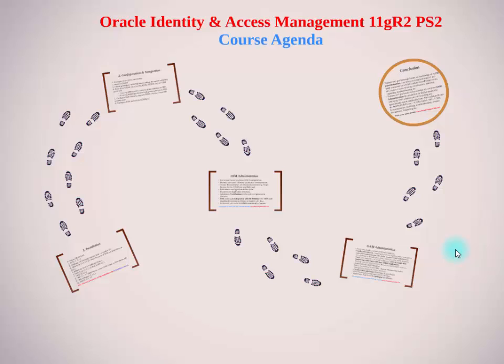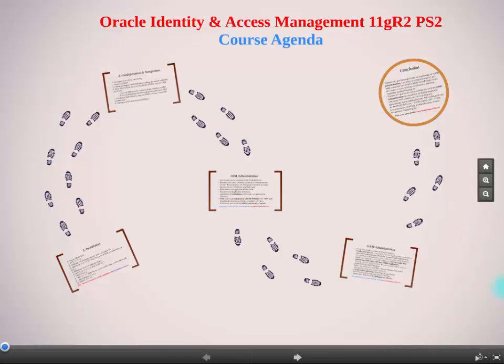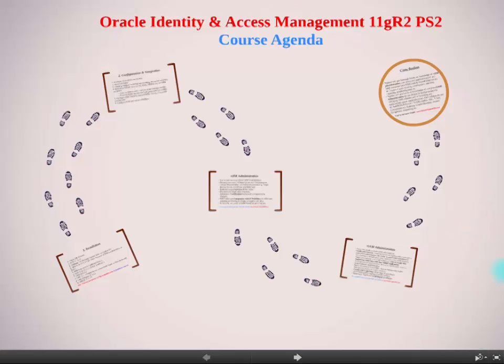So let's start with phase 1. The complete course is divided into different phases. There are 4 phases. Phase 1 is installation, then we'll move towards the configuration and integration phase. Then we'll reach phase 3, which is OAM administration, and finally we'll conclude. Meanwhile, we'll also observe our milestones. So let's start here with the installation phase.